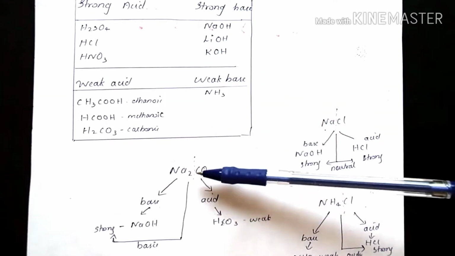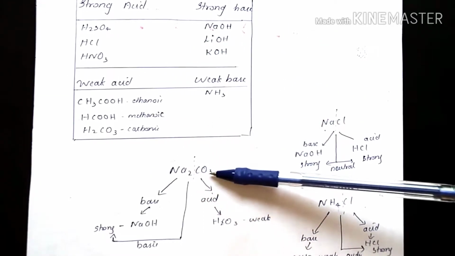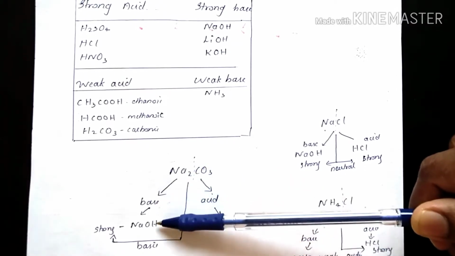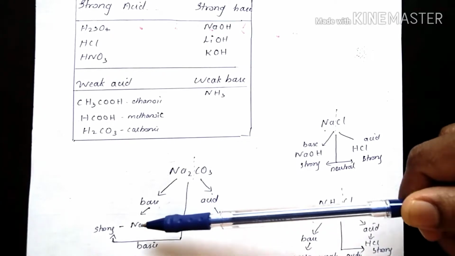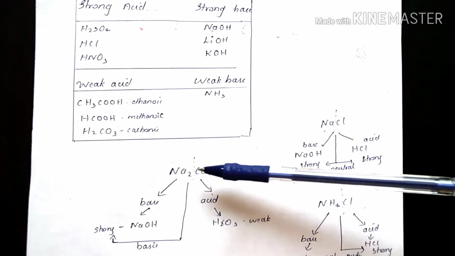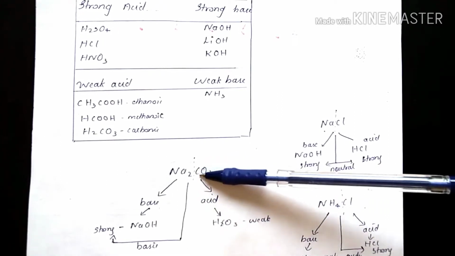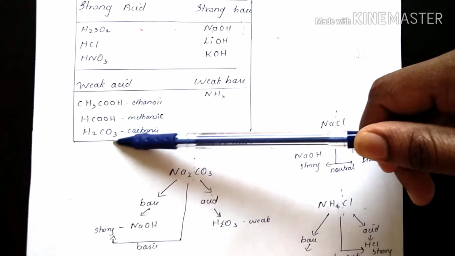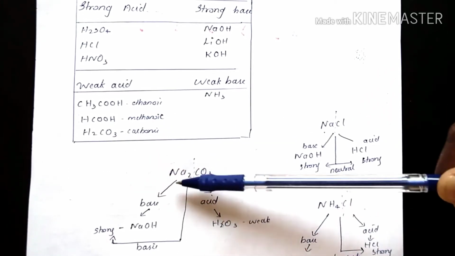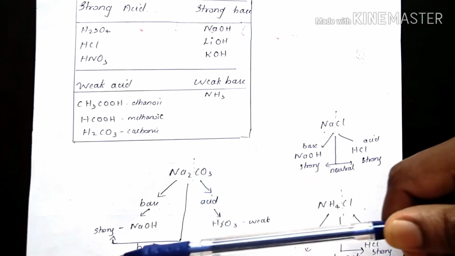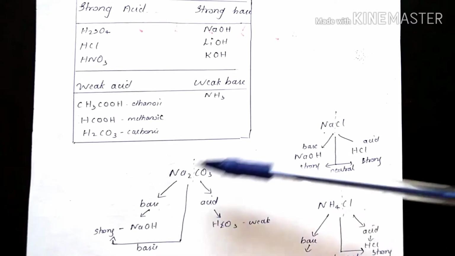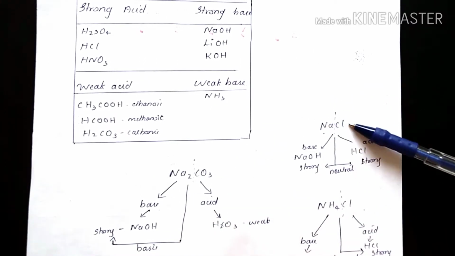Take the salt sodium carbonate. In sodium carbonate you have the sodium, which is from the basic part, and the carbonate, which is from the acid. The sodium hydroxide has sodium, so it comes from sodium hydroxide, and the carbonate comes from the acid, carbonic acid, which is a weak acid. So here the base is strong, so the salt will be basic in nature. Whichever is strong, the salt will be in that nature.